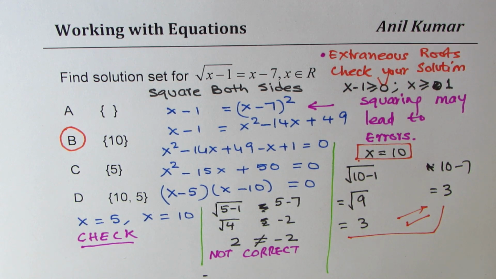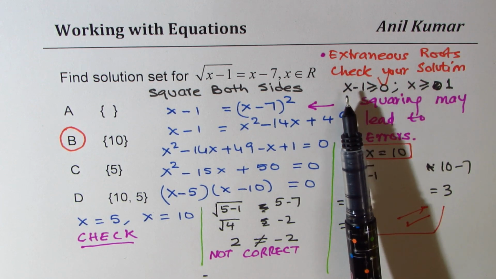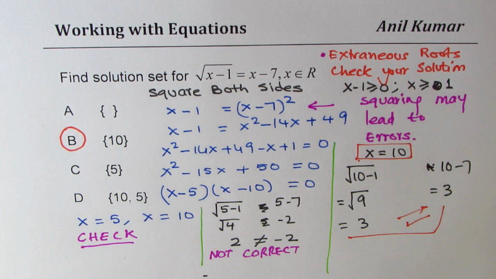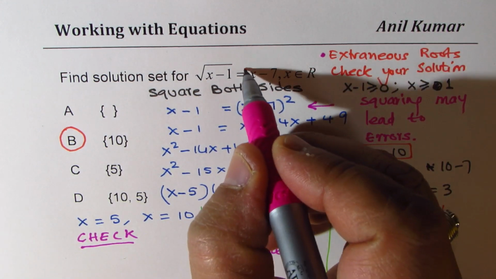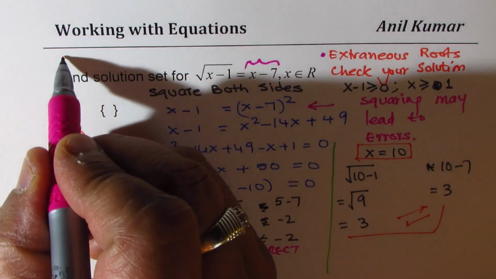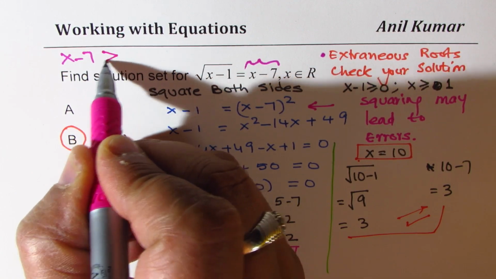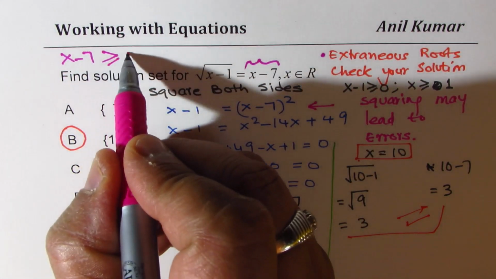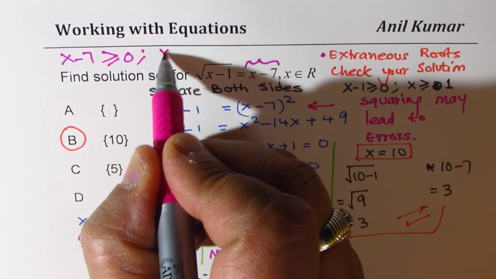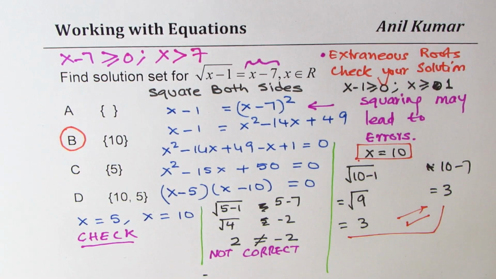The whole idea is to go slow on this, to make you understand that please do not make this mistake. Check your answer, right? Now when I write x should be greater than 1, I should have also looked into the right side. So from the right side, we should also think about x minus 7 should always be greater than or equal to 0. And that gives you that x has to be greater than or equal to 7.